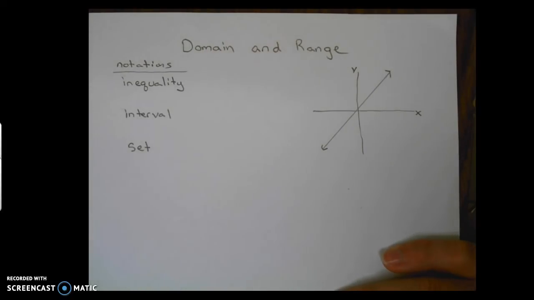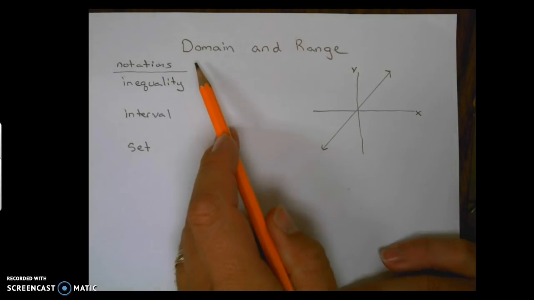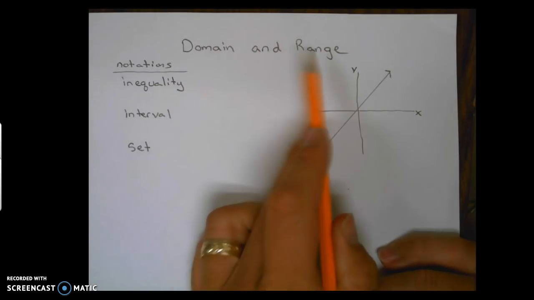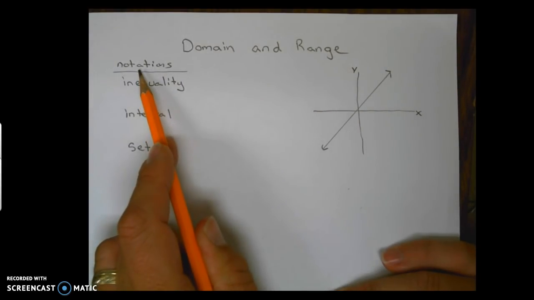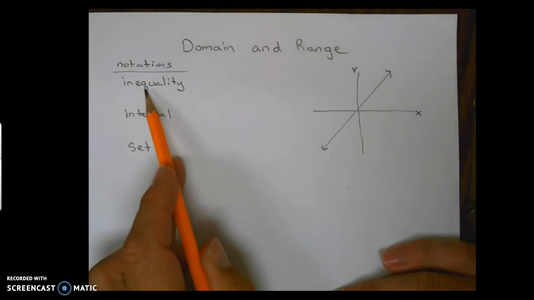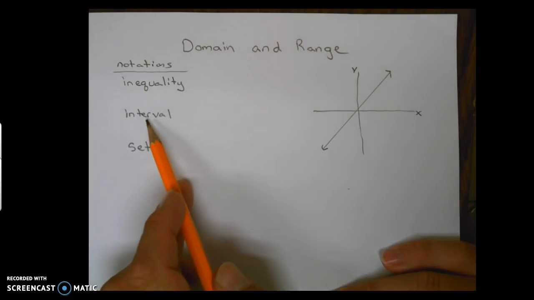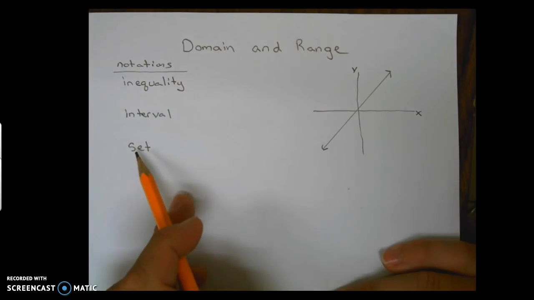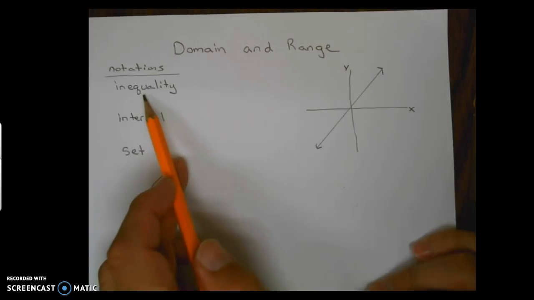Today's lesson is going to be on domain and range. To write the domain and range of a relation or a function, there are three notations that we will use. The one that you should be most familiar with is the inequality notation. The new ones that we will be learning are called interval and set notation. So let's take a look at an example of each.